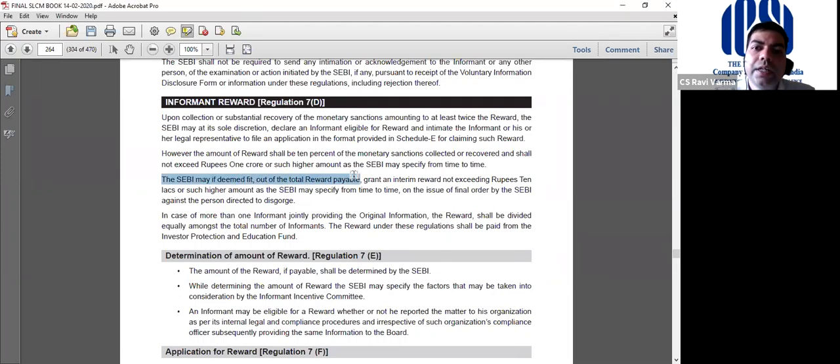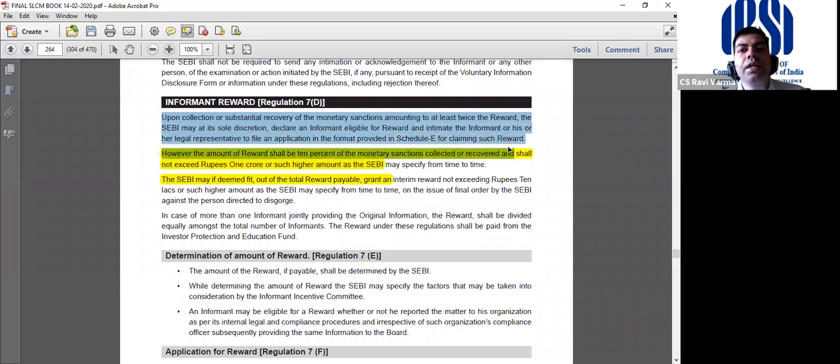Now next comes the reward. If things succeed, they will grant a reward. The amount of reward has been fixed, and it will be upon collection. The committee may declare the rewards. And in some cases, SEBI may give a reward as an interim. For example, before the investigation is complete, SEBI may say the information is very strong. So they can give an interim reward, but the interim reward cannot exceed 10 lakhs. And the total amount of reward that can be given under this scheme is 1 crore.